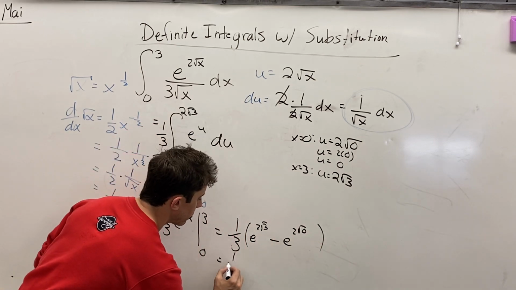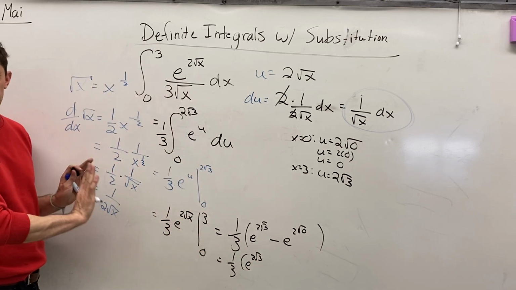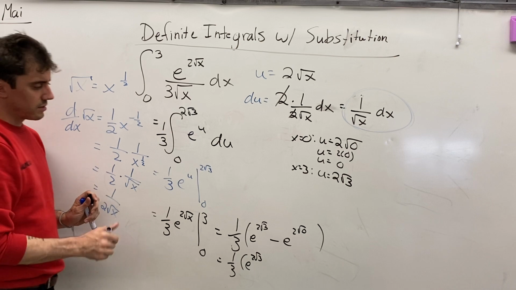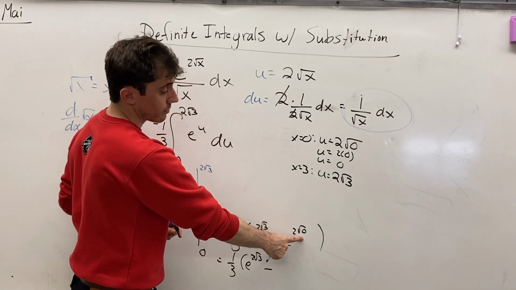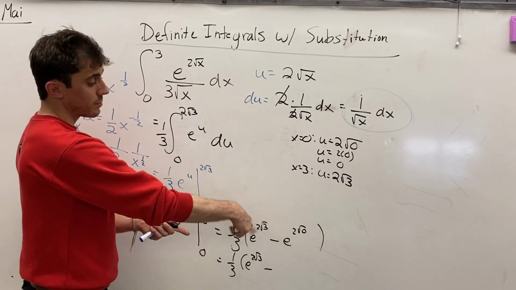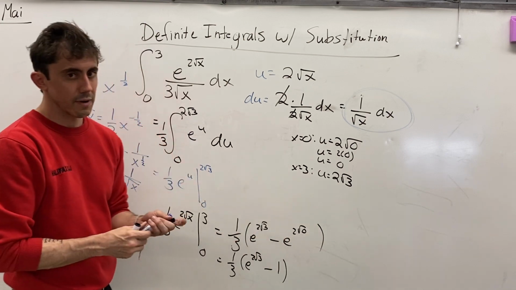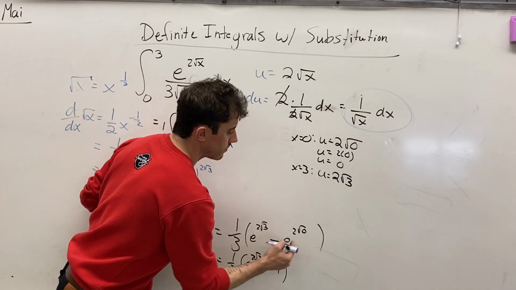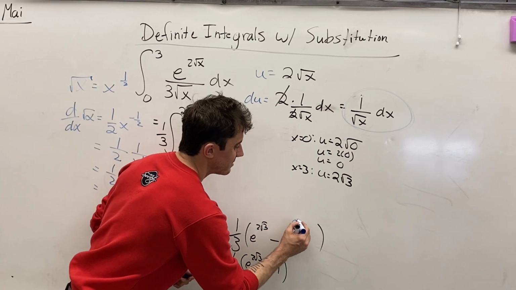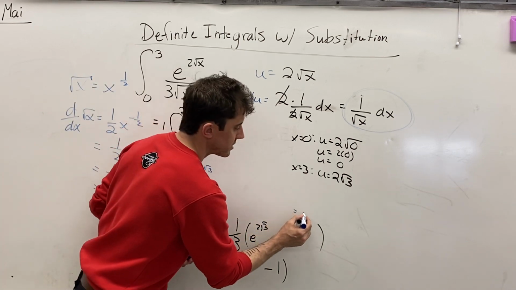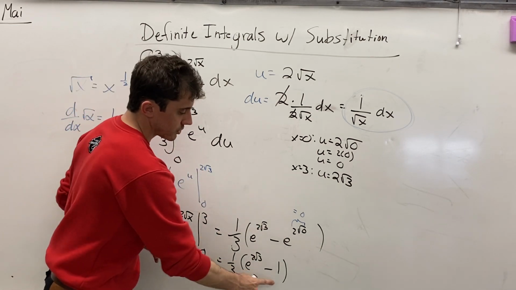which is 1 over 3 e to the 2 root 3. This is going to be an irrational decimal, so let's leave it as a radical. And minus, now e to the power of 2 square root 0: 2 times root 0 is simply 2 times 0, which is 0. So that's e to the power of 0, which is simply 1. And so e to the power of 0, we know, is just 1.